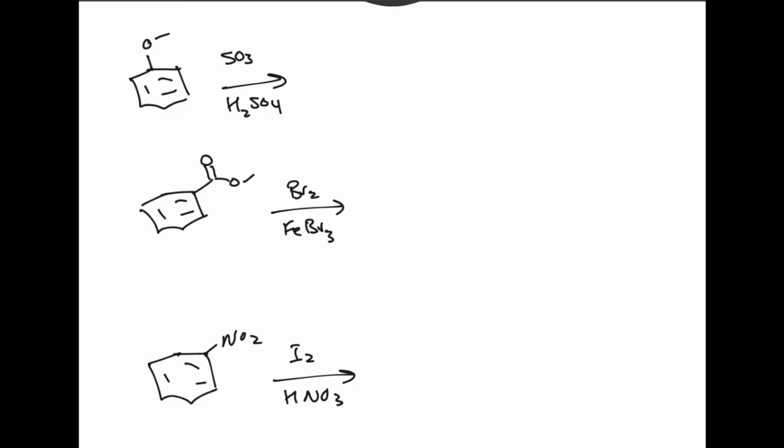So what does SO3, H2SO4 add? SO3H. And then does the methoxy group direct ortho para or does it direct meta? Ortho para. So we're going to end up with two possible products. Okay, we're going to end up with the one where the group is added ortho and the one where it's added para.